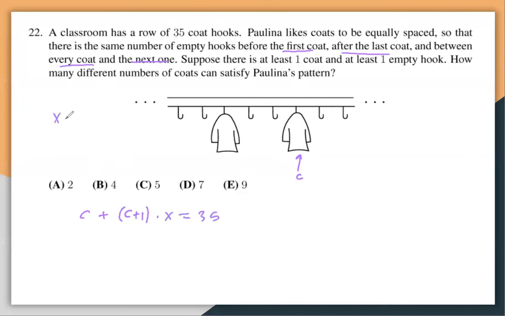So X is the number of gaps, and C is the number of coats, and this has to be 35. So you get CX plus C plus X equals 35. So C plus 1 times X plus 1 is going to be 36. I cannot have 1, because that will force this to be 0. So 2 times 18, or 3 times 12, or 4 times 9, 6 times 6.